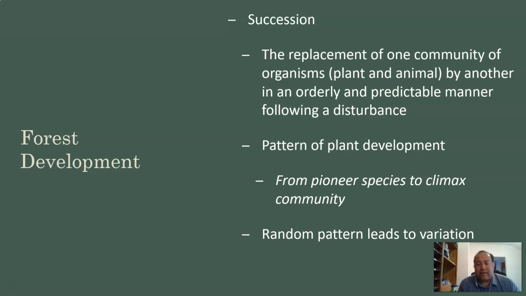Succession is the replacement of one community of organisms, plant and animal, by another in an orderly and predictable manner following a disturbance. So succession is a pattern of plant development. So we are going from pioneer species that show up at the beginning, all the way to climax species that are going to be there till the end of the pattern. And so nothing in the ecosystem happens on accident. It's all part of these patterns of development. And so succession is that pattern for forest development.